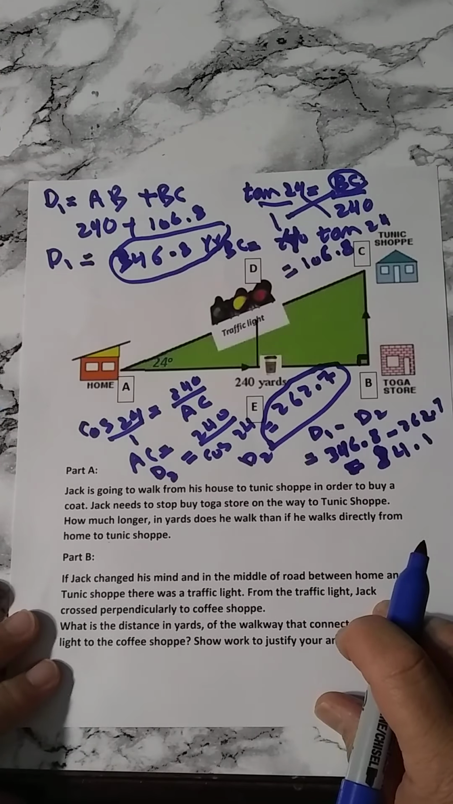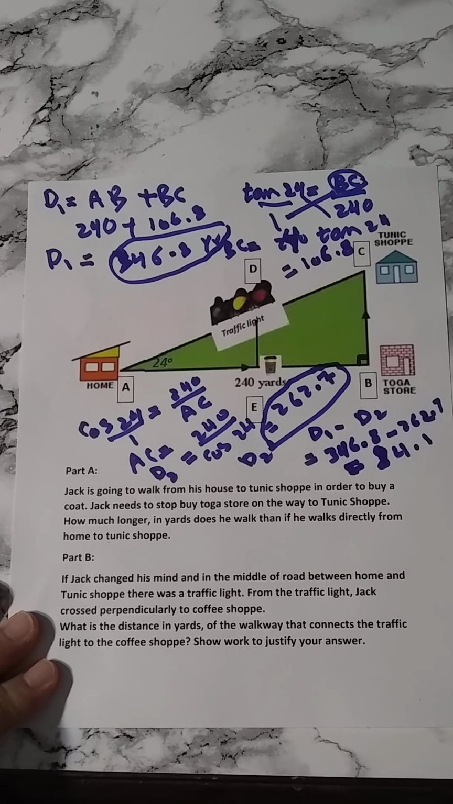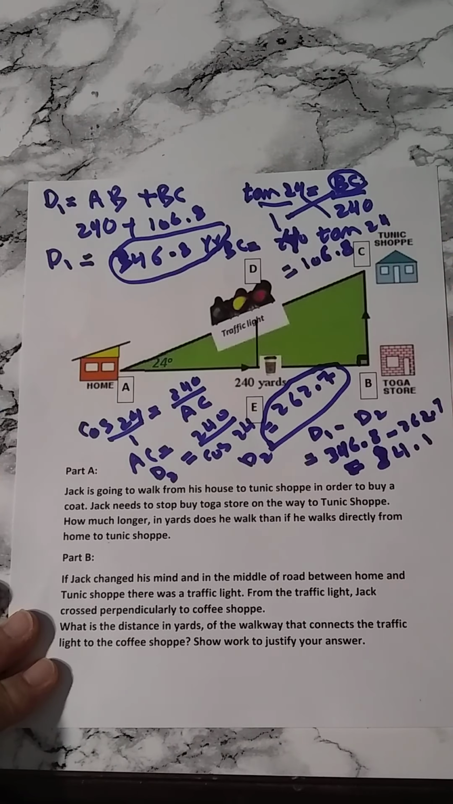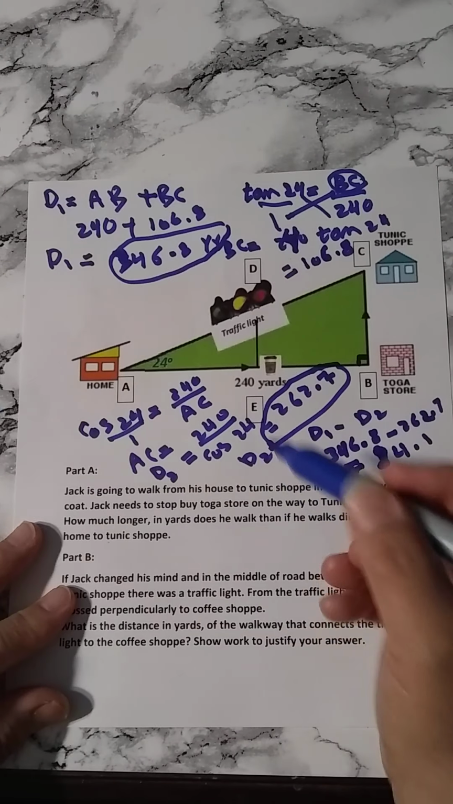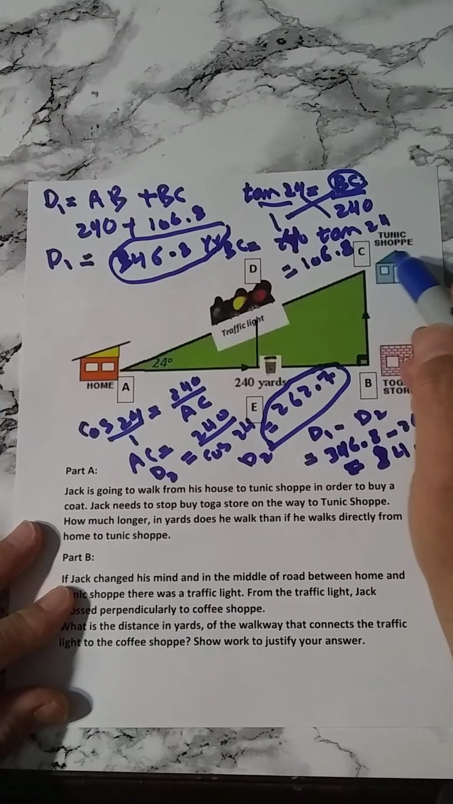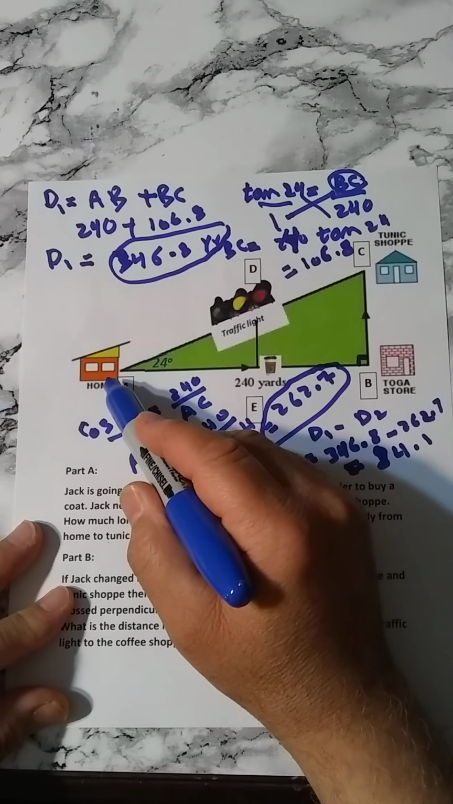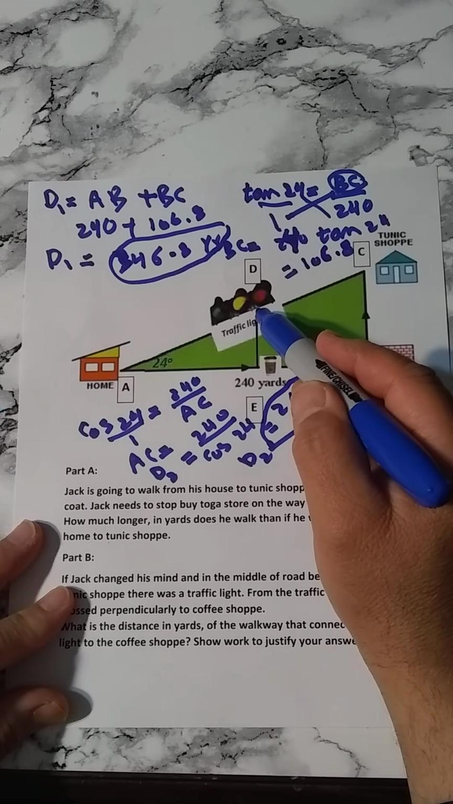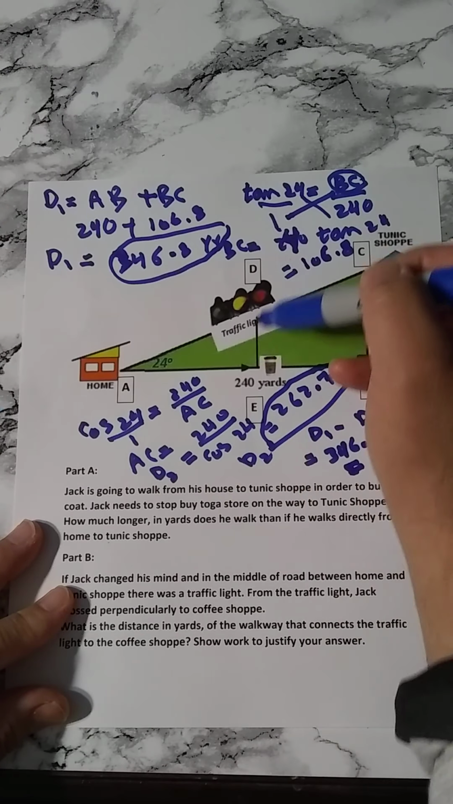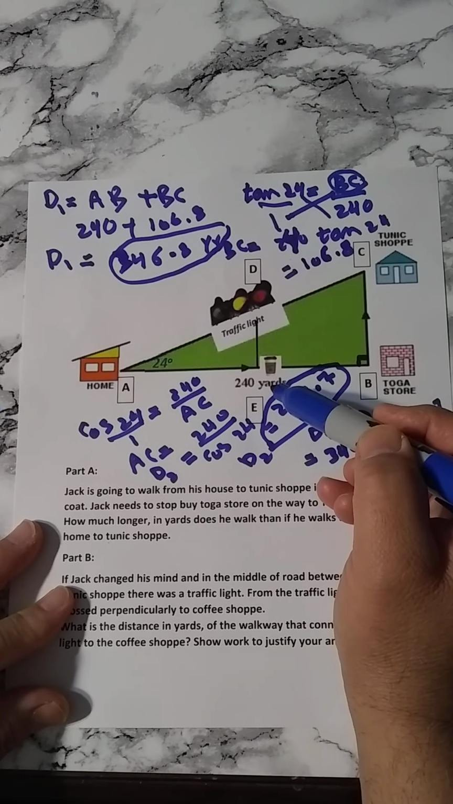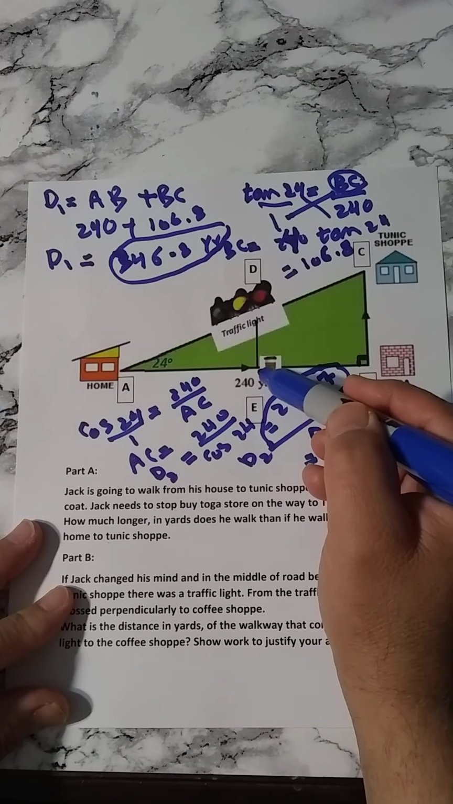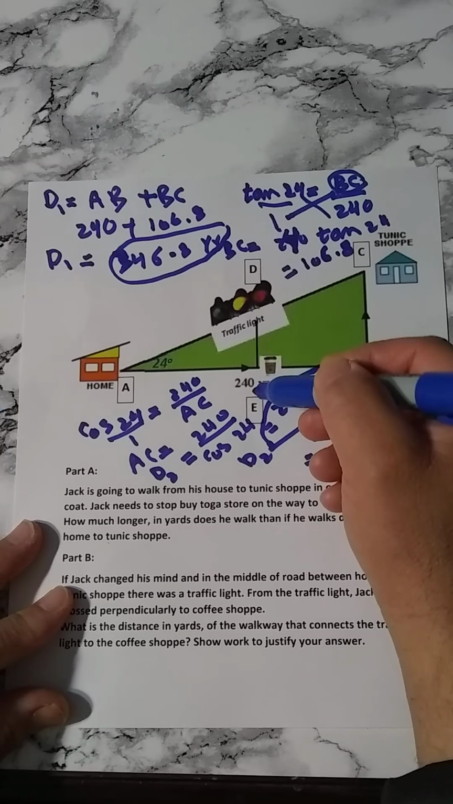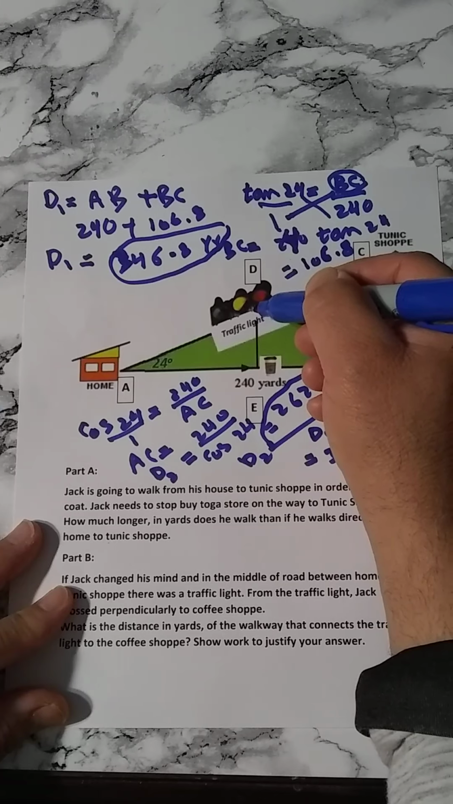Part B. They tell you that another day Jack changed his mind, and instead of going to buy a coat at the shop, in the middle of this road AC, we have a traffic light. So Jack walks from his home, stops by the traffic light, changes his mind, and crosses to get his coffee. We're looking for this distance. Let's call it DE.